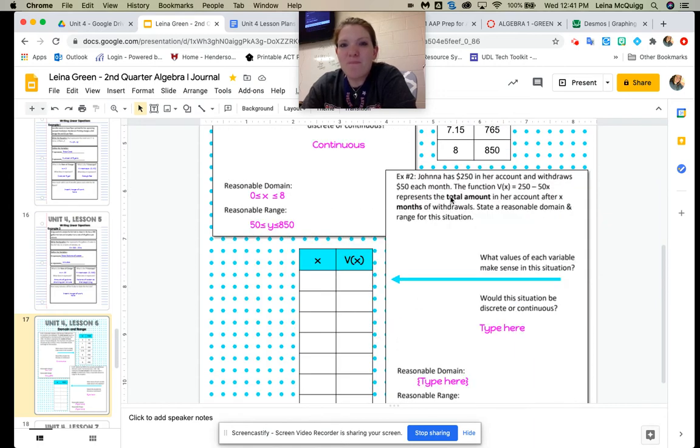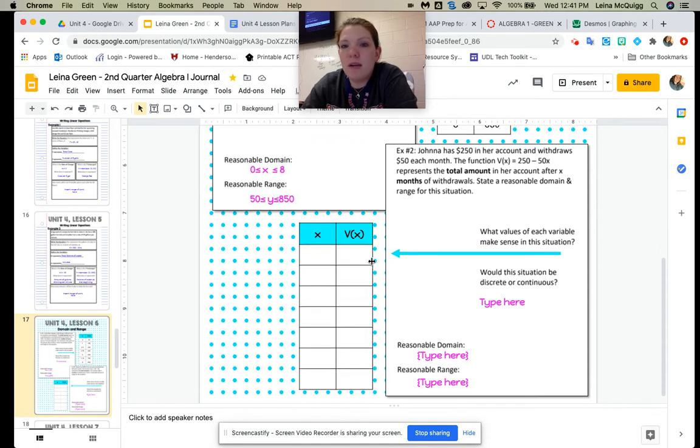All right. Number 2 here, we have Joanna has $250 in her account and withdraws $50 each month. The function v of x equals 250 minus 50x. So she's starting with $250 and she's taking out $50 each month. This will be the total amount in her bank account after x months of withdrawals. State a reasonable domain and range for this situation.